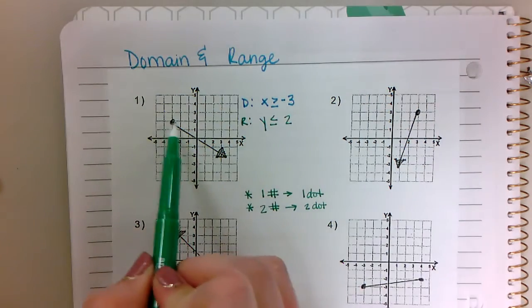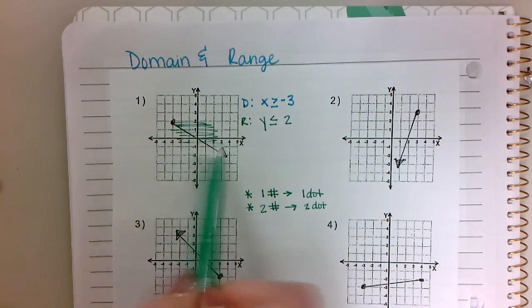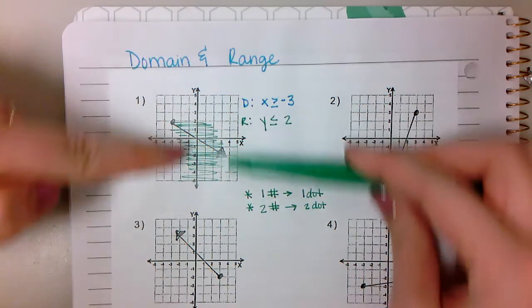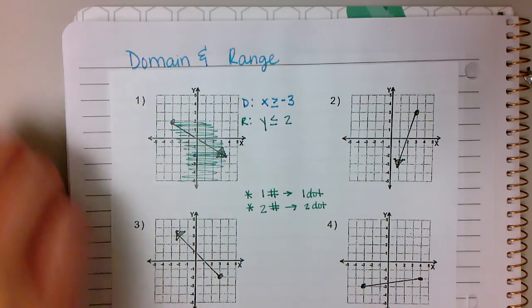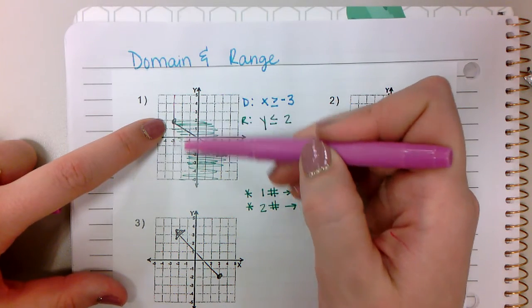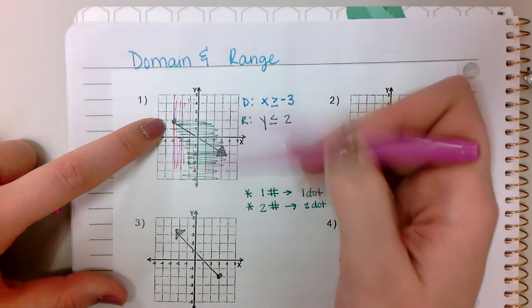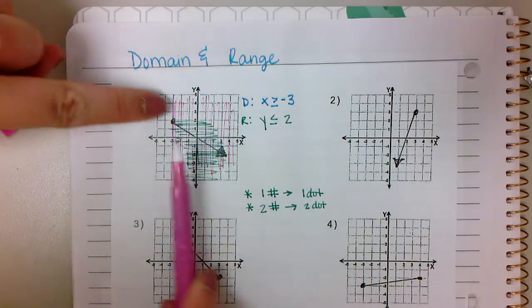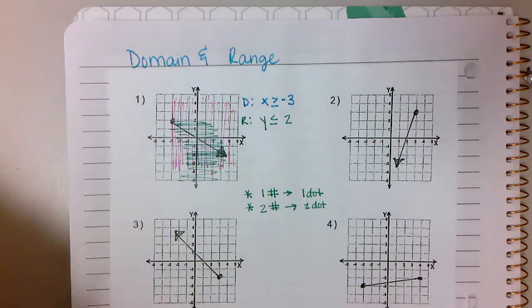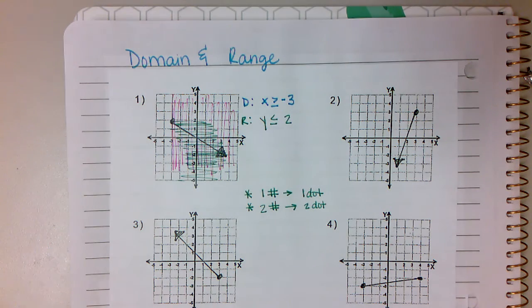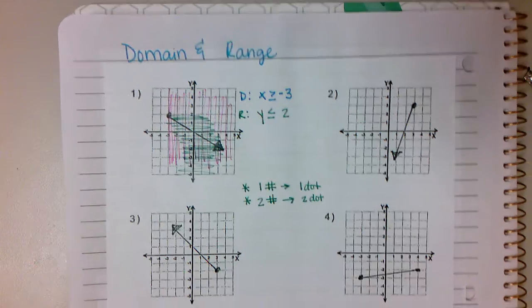Because again, if I shaded this, and I just kept on going, do you see how everything less than 2 is being shaded on my y-axis for my range? And then for domain, I shaded this way and I went that way, like the arrow is telling me, it's everything greater than -3. So we can see which way it's going based on the arrow, and we can shade if we need to.